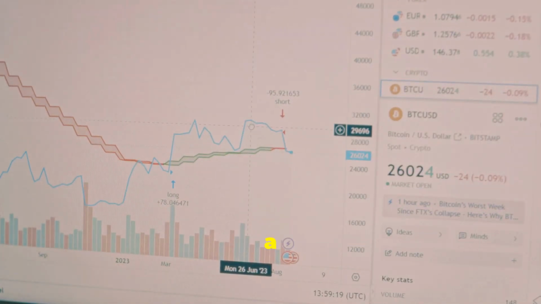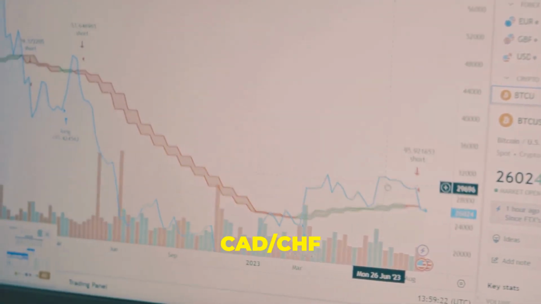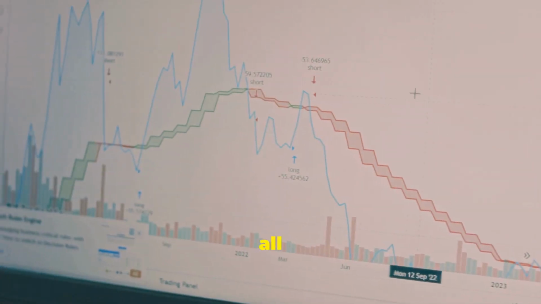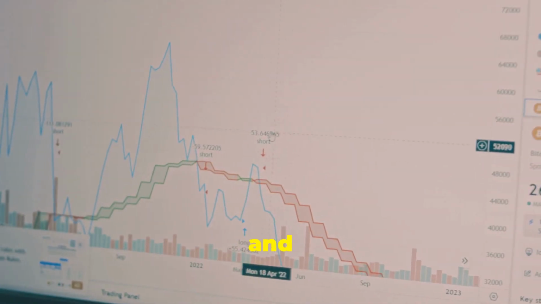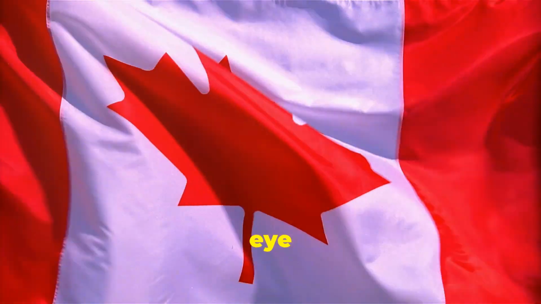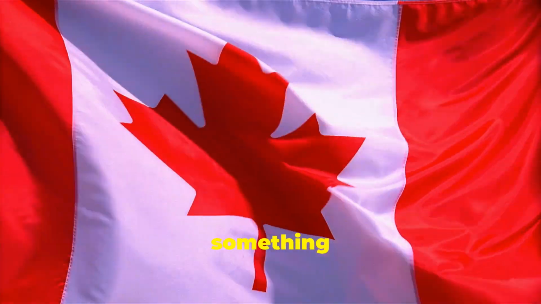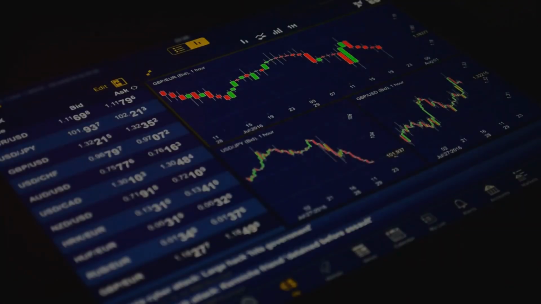For traders who prefer a more measured approach, the CAD-CHF can be a great pair to watch. It's all about finding the right moments to enter and exit the market. So keep an eye on this polite pair. They might not be the life of the party, but they can still bring something valuable to your trading strategy.